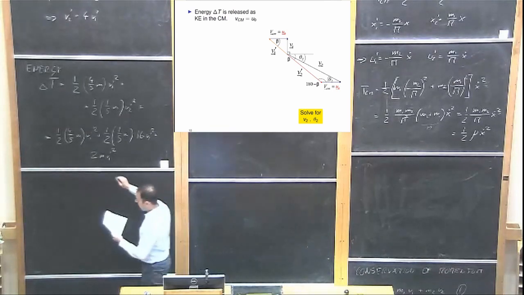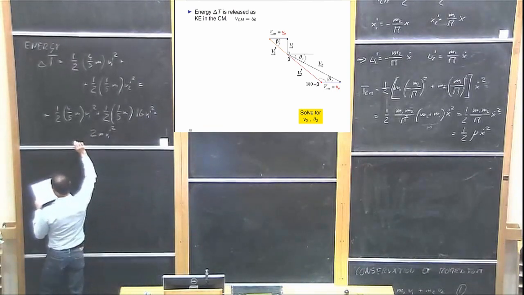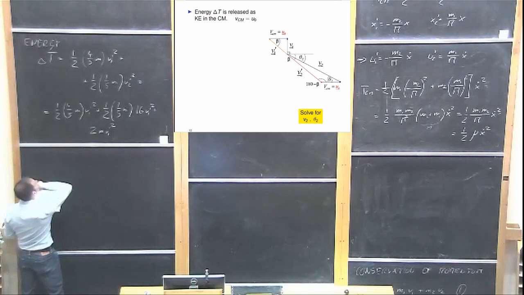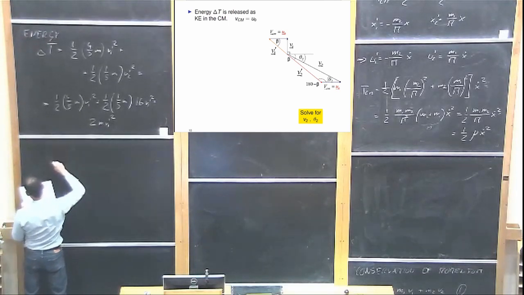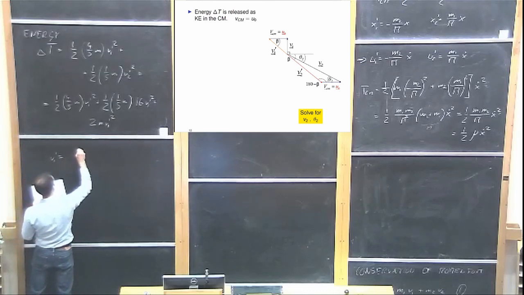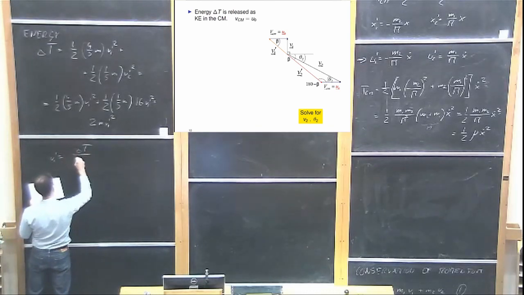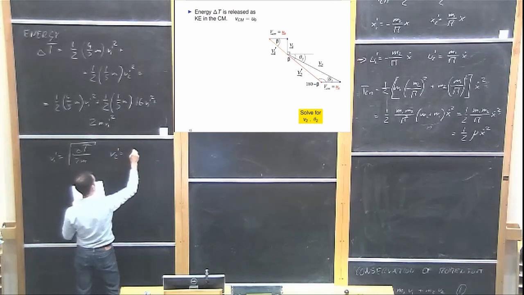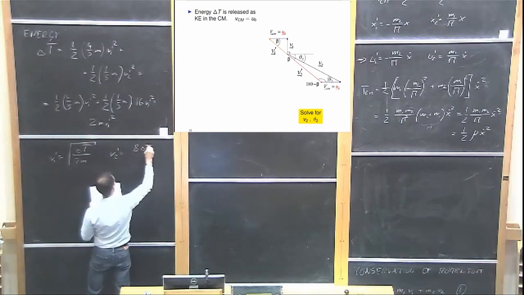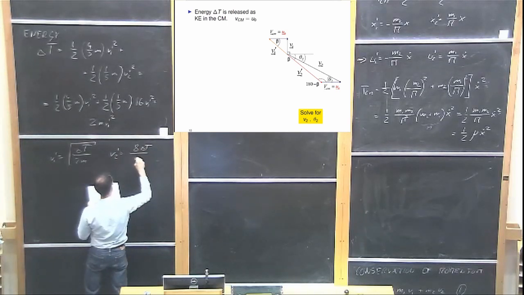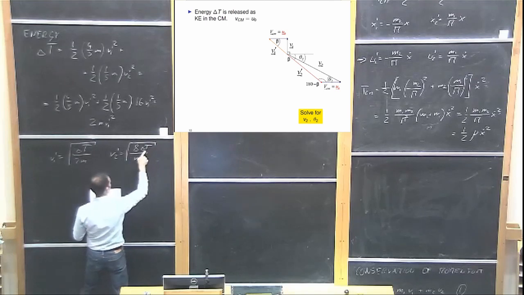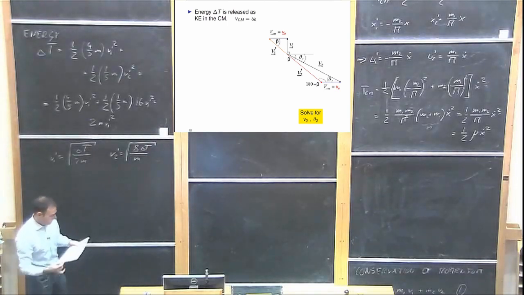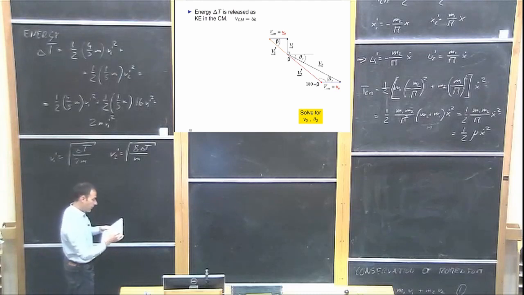Now, we are given delta t, so we can rewrite the velocities: v1 prime equals the square root of delta t over 2m, and I can do the same with v2 prime equals the square root of 8 delta t over m. So this delta t is part of the equation which we've been given.